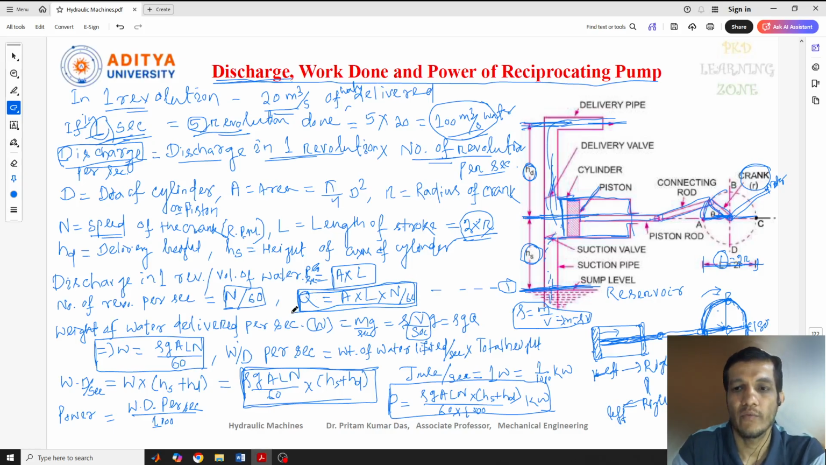These three things, I hope you understand how to calculate or derive them. The same thing we are going to use in problems in the future lectures.